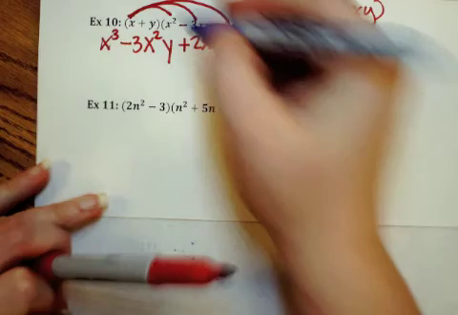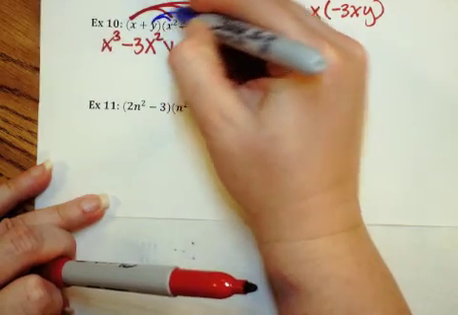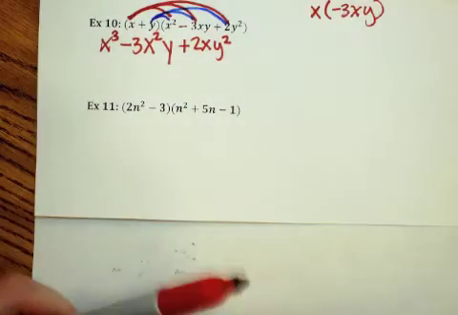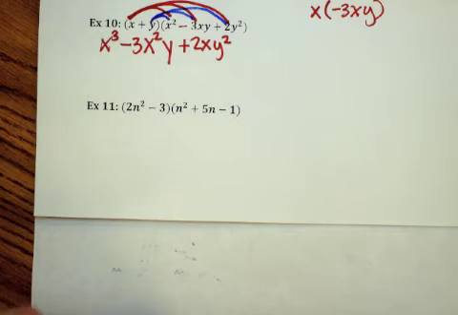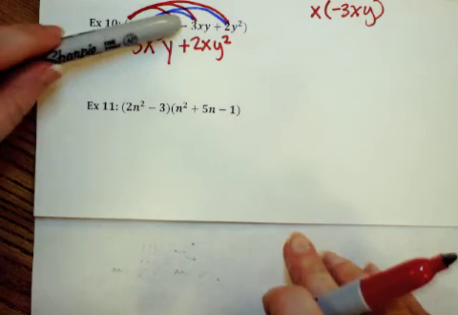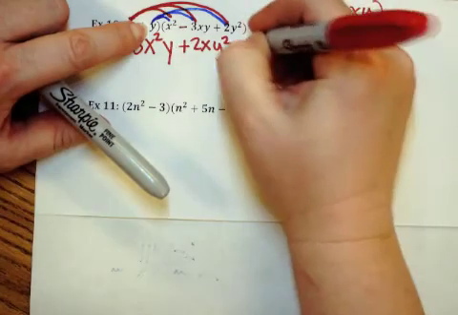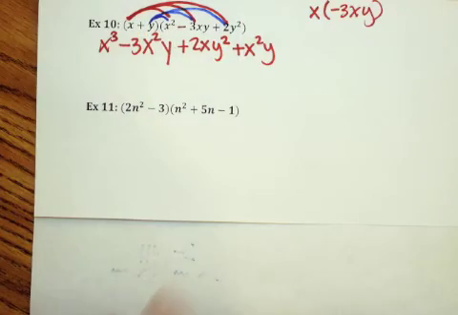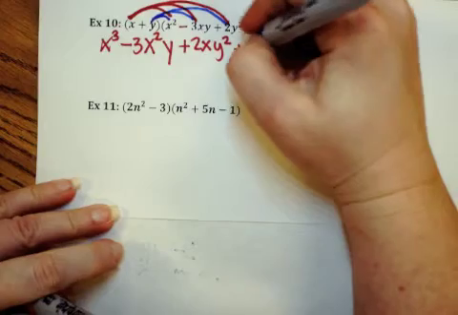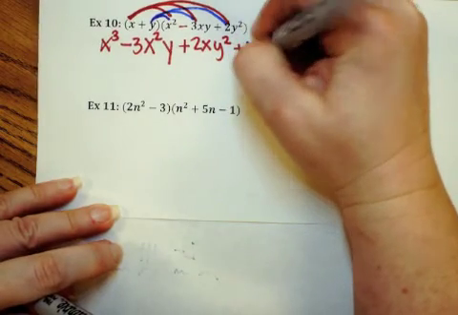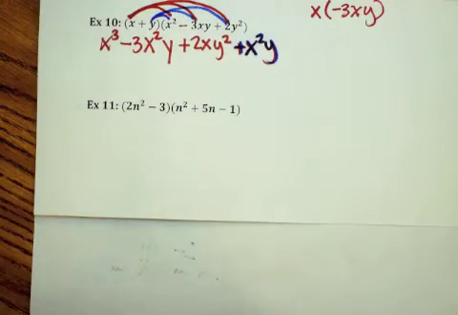Now I'm going to distribute the y 3 times. So each individual time I'm doing y times x squared. Again, we'll put them in alphabetical order, so that's going to be plus x squared y. I guess I should write that in blue so you get an idea.